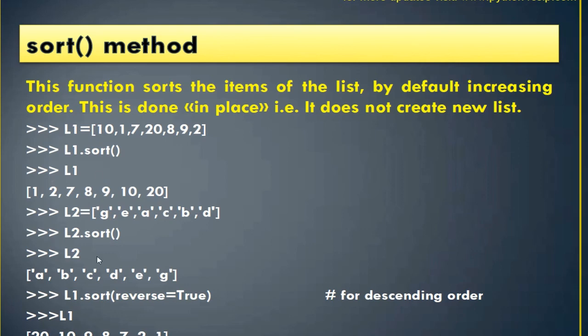Now L2 dot sort, so you will get the values in alphabetical sorted order. So this is all for your list chapter, and here we are ending our topic.